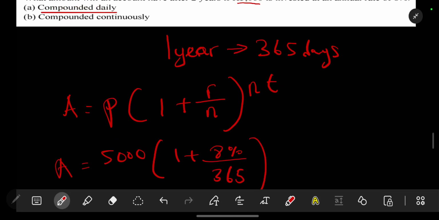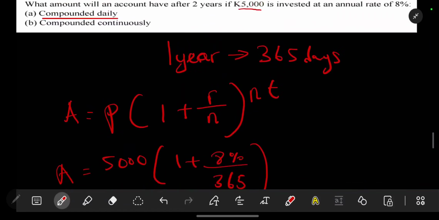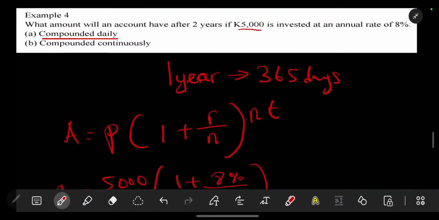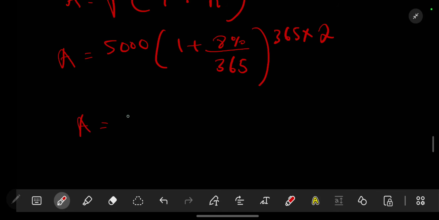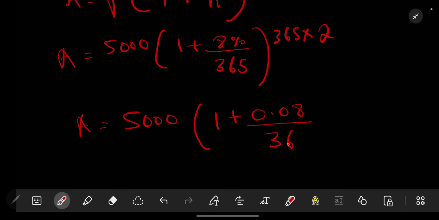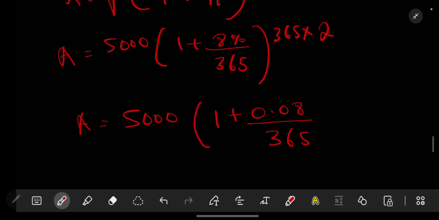Then we have our N. What do we have for N? The N is 365 times the number of years, which is 2 years. So this is what we have: A is equal to 5,000 times 1 plus 8%. Remember, this will just be 0.08. By now you know how to convert. So we have 365 like that.